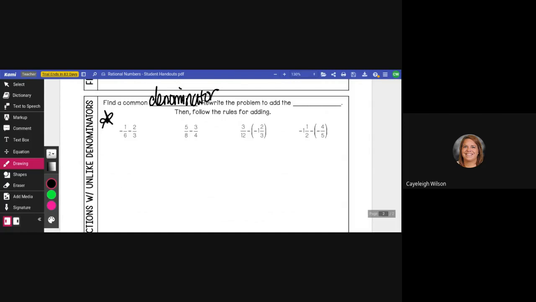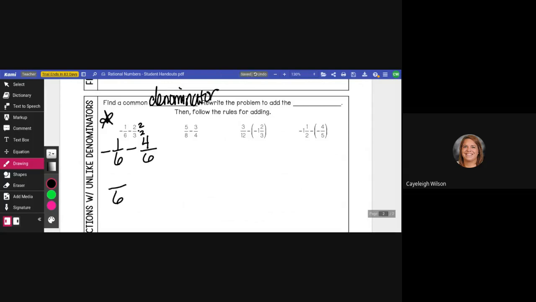So I'm going to change that 2/3 into a denominator of 6. So 3 times what makes 6? 2. So that's going to be -1/6 minus 2 times 2 is 4 and 3 times 2 is 6. Now that I have a common denominator, I know that my answer is going to be something over 6.